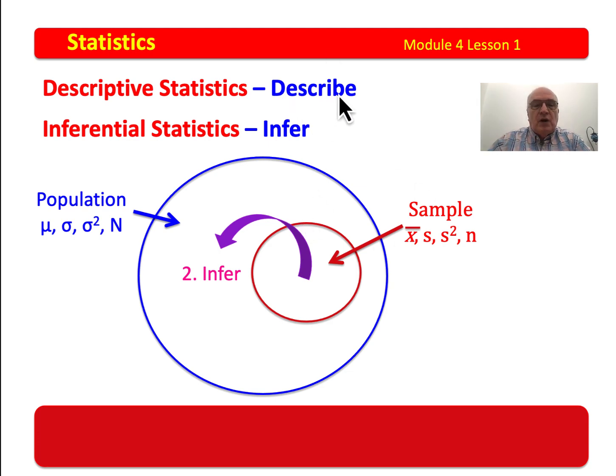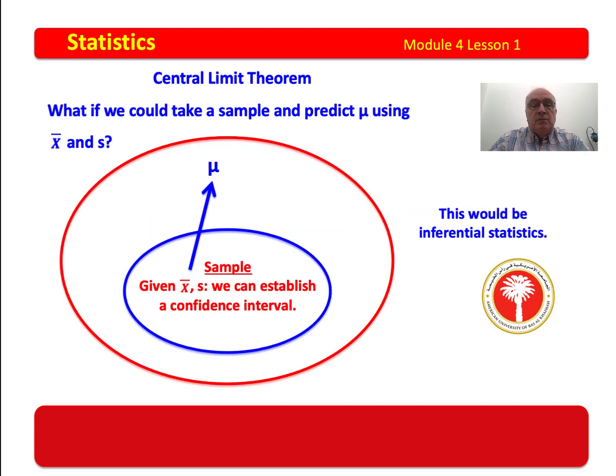Descriptive statistics describe, inferential statistics infer. When we're doing hypothesis testing, we're using some descriptions to infer. Most of the time with the population, we do not know the mean, we do not know the standard deviation, the variance, or even the number in the population. What we do is we take a sample. From the sample, we calculate X bar, the mean of the sample, the standard deviation, the variance we can use, and then the number in the sample. We will know these amounts, and we can use those amounts to infer things about the population mean.